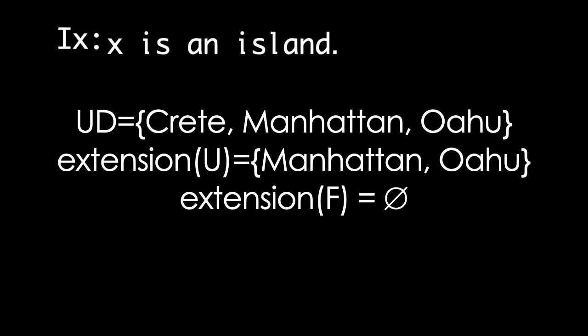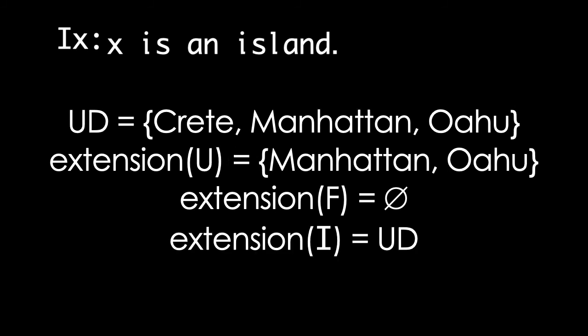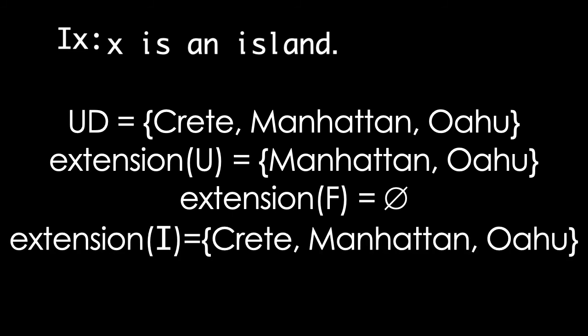The predicate Ix means X is an island. Everything in the universe of discourse is an island, so the extension of I is the same as the UD. We already specified the UD as a set, and so we can write it this way if we want: extension of I equals UD. Or we could write it out again like this: the extension of I is the set containing Crete, Manhattan, and Oahu. That is, all the things in the UD are in the extension of I.